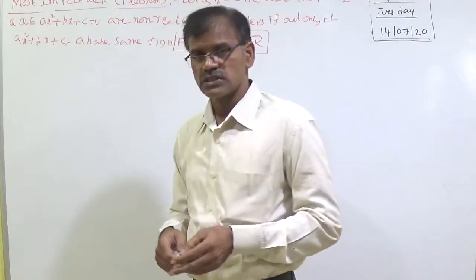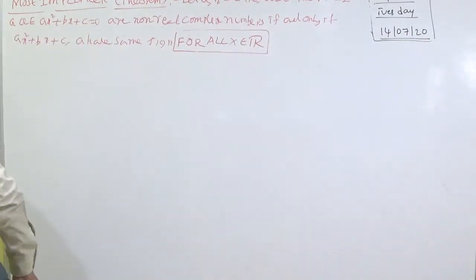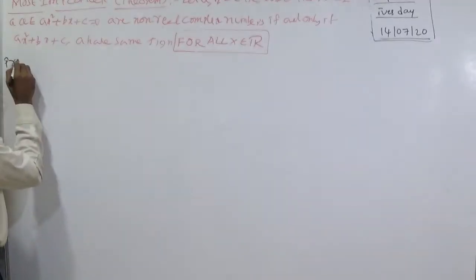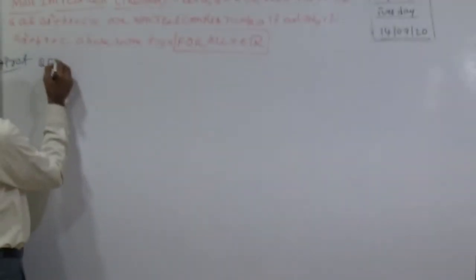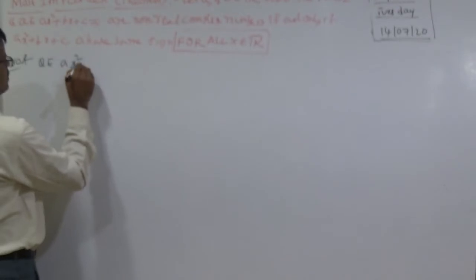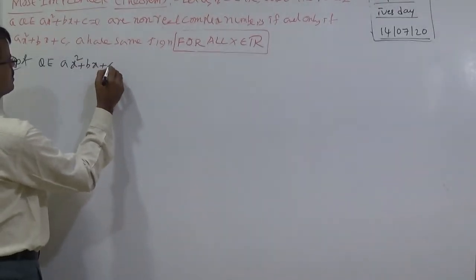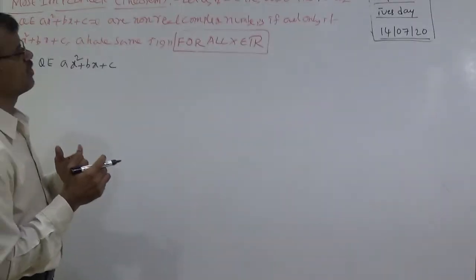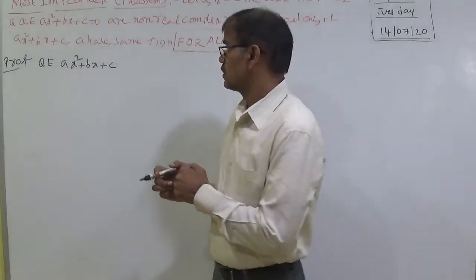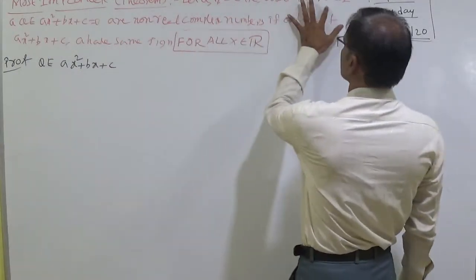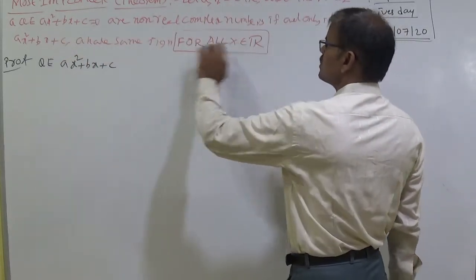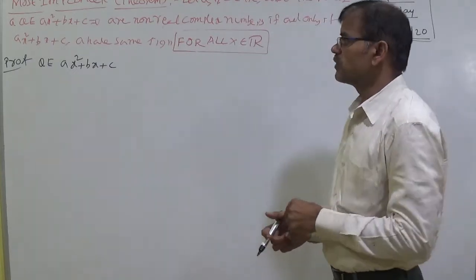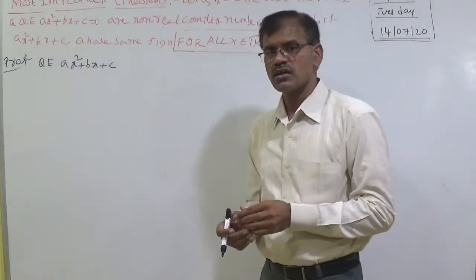Now I want to discuss with you the proof of this theorem, which is important. Let a, b, c belong to R. Here is the proof. Since it is an if and only if condition, there are two cases. If the roots of the quadratic equation ax square plus bx plus c equal to 0 are non-real complex numbers, then ax square plus bx plus c and a have the same sign. And if ax square plus bx plus c and a have the same sign, then the roots are complex numbers.